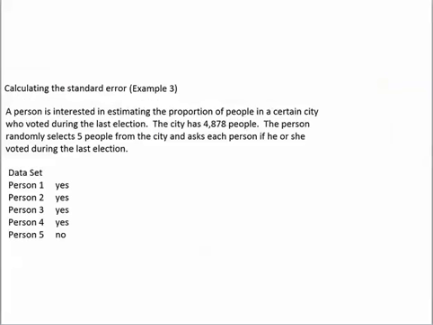Now let's go through the third example. Now we're in a situation in which we want to calculate a sample proportion to estimate a population proportion. In this example, a person is interested in estimating the proportion of people in a certain city who voted during the last election. And the city has 4,878 people. The person randomly selects 5 people from the city and gives them a survey and asks each person if he or she voted during the last election. And these are their 5 answers. 4 people said yes and 1 person said no.